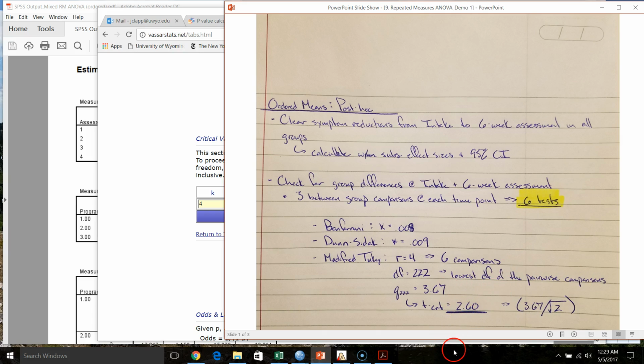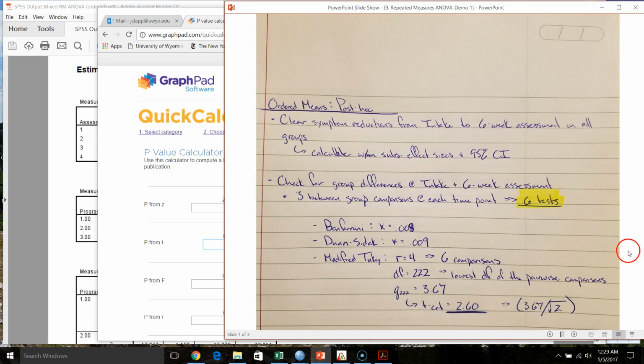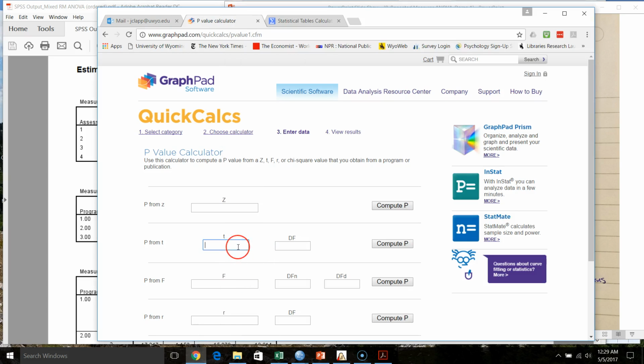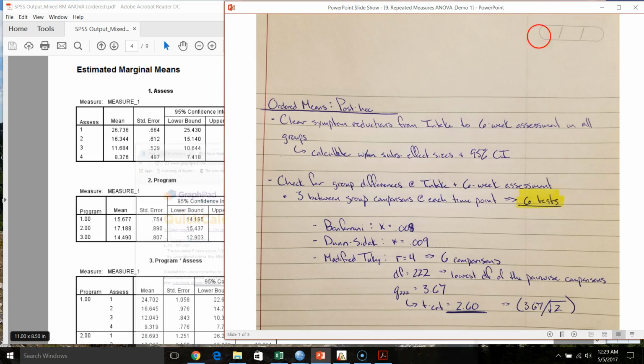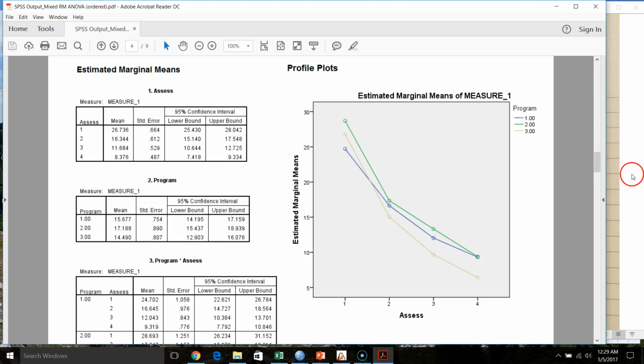Not that you would do this, but if you were interested in how this test statistic compares to a correction with the Bonferroni or the Dunn-Sidak, we can also go here. What is our 2.6? If we want to look at what a test statistic of 2.6 would look like with 222 degrees of freedom, that's going to give us a p-value of about 0.010. So we can see that our modified Tukey test is giving us a little more power than Dunn-Sidak, which is giving us a little more power than Bonferroni, which is pretty much what we would expect. Okay, so we've got our game plan.